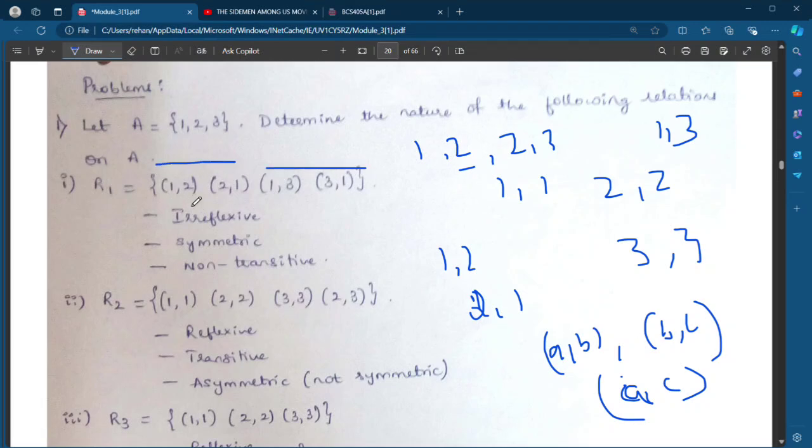Is it transitive? So I have 1 comma 2, then I have 2 comma 1. I should have 1 comma 1. Do I have 1 comma 1? No, I don't have 1 comma 1. So it is not transitive.